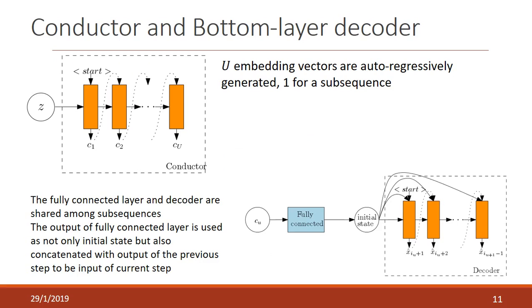An embedding vector is then fed to a fully connected layer to get the initial state for the bottom layer decoder. But this initial state vector is also concatenated with the output of the previous step to be the input of the current step. It will force the decoder to use the latent information.